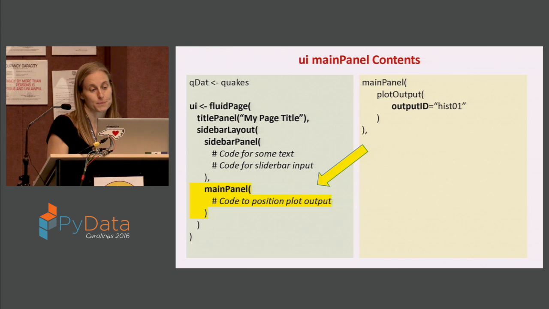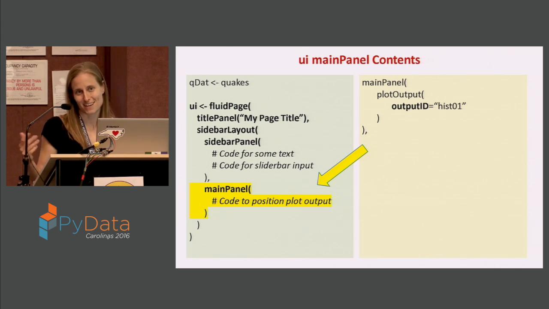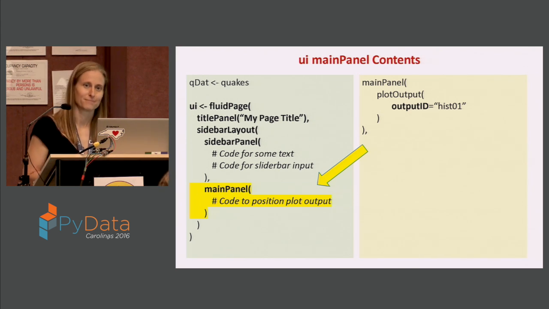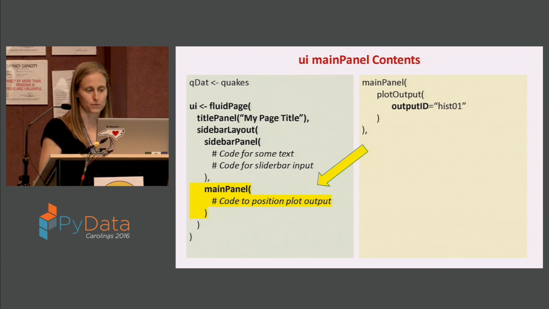And again, the output ID is optional. You could have just put hist1 inside the parentheses, and it would be fine with that. Optional arguments that you could add here would be if you want it to have a specific size. I want it to be a square, 400 pixels by 400 pixels, or 1 inch by 1 inch or something.